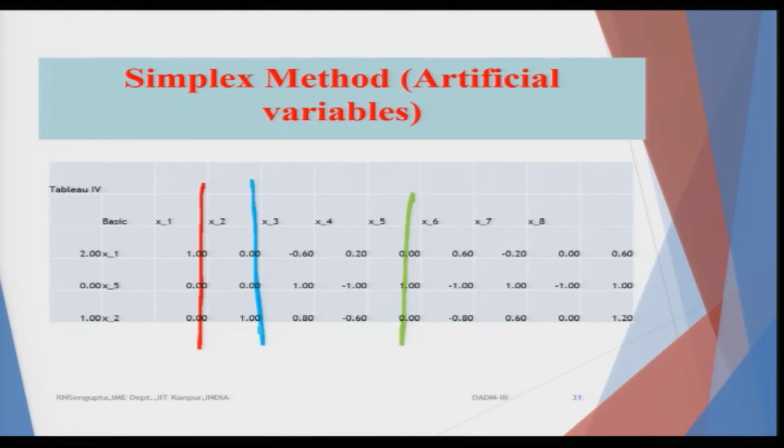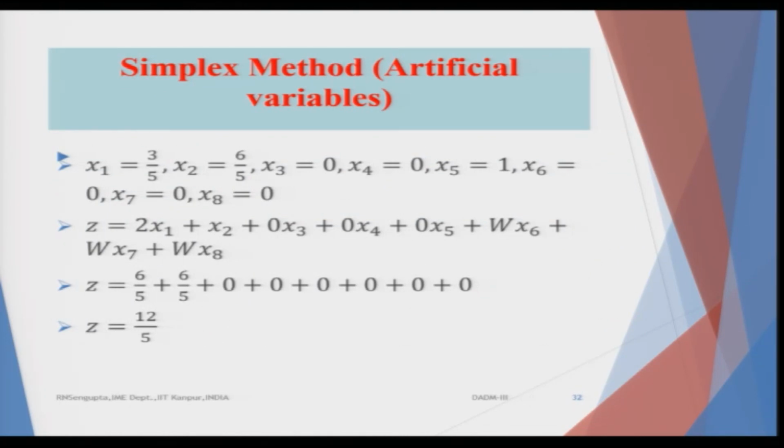So, when I want to find out the corresponding values, x1 is 0.6, x5 is 1 and x2 is 1.2, and the other values of x3, x4, x6, x7 and x8 are 0. So, in the problem formulation, when I write it down, I have x1 as 3 by 5, x2 as 6 by 5, x3, x4, x6, x7 and x8 are all 0, x5 is 1.